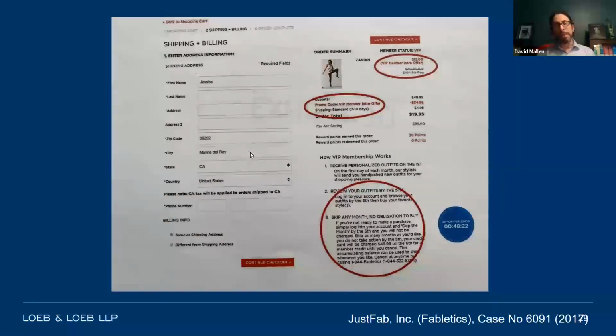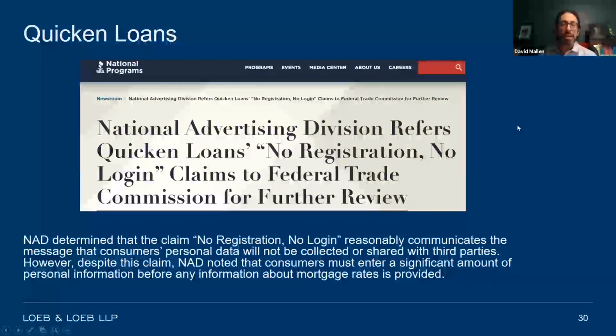So most recently, the NAD opened a case against a company for loans that advertised that certain loans were available. But in particular, the ad was "no registration is required, no login is required to obtain a small loan." And in the eyes of the NAD, this suggested certain things about collection of data. They thought that this implies that they're going to protect your privacy. If you don't have to register, they don't need your data, they don't have to run credit. And of course, that's not true because this is in fact a loan.